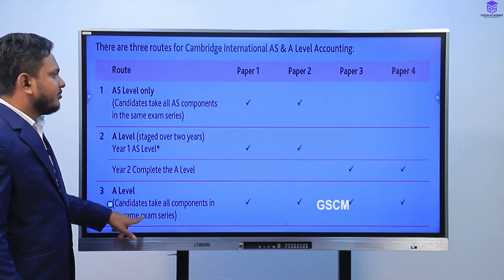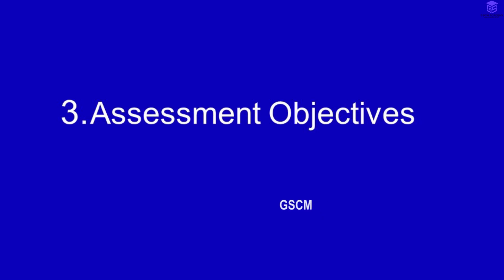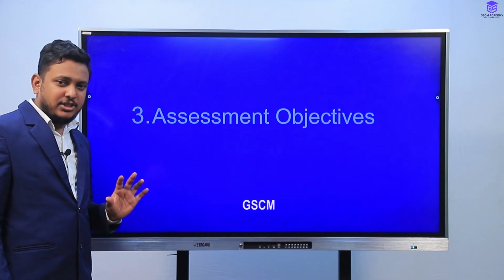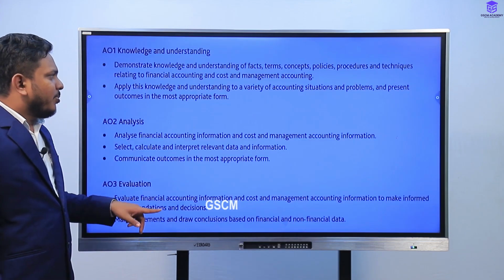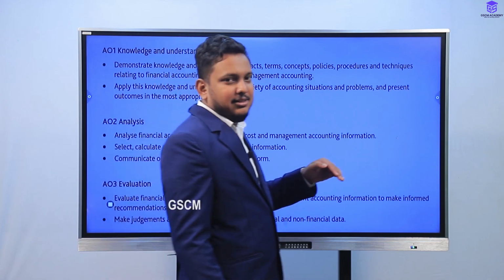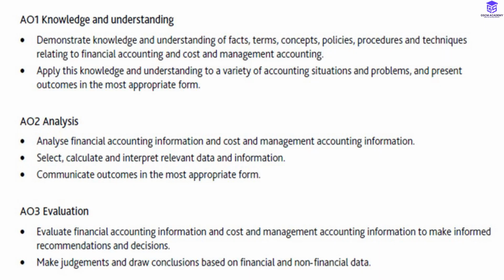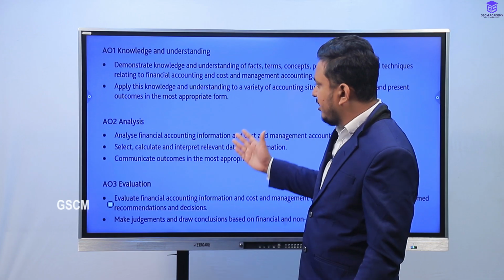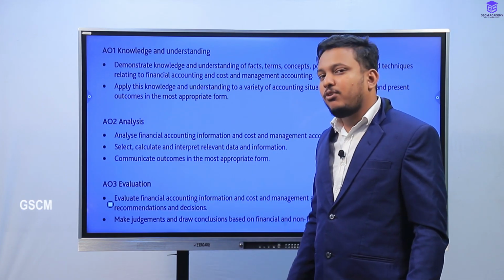Now, there are 4 papers, as you know. So what are the learning outcomes or objectives the examiners are testing from you? There are basically 3 objectives of these 4 papers.